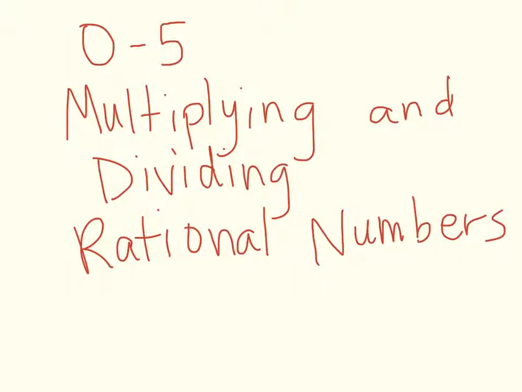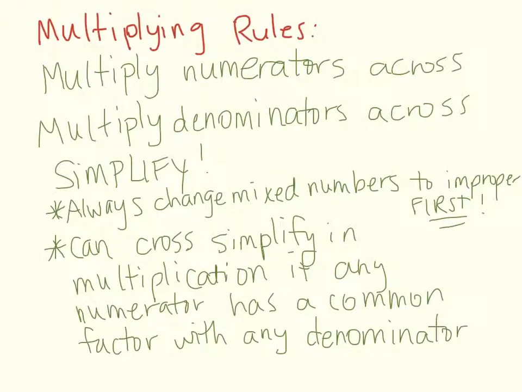Chapter 0, Lesson 5 on multiplying and dividing rational numbers. To multiply fractions, we multiply the numerators across and then multiply the denominators across, left to right, and then simplify our answer.